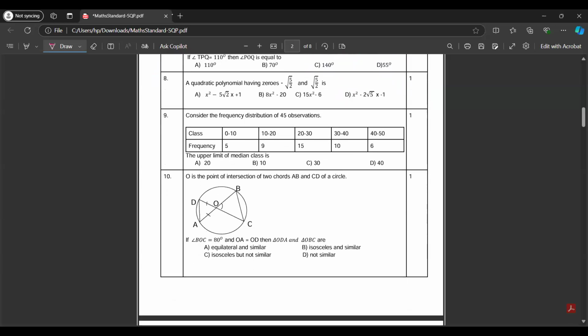Now question number 8, children. A quadratic polynomial having zeros. So what will be your polynomial? Solve it fast in your notebook. Don't waste your time. You will get your polynomial. Moksha, are you there? Ma'am, is that minus root 5 by 2? Yes, beta.